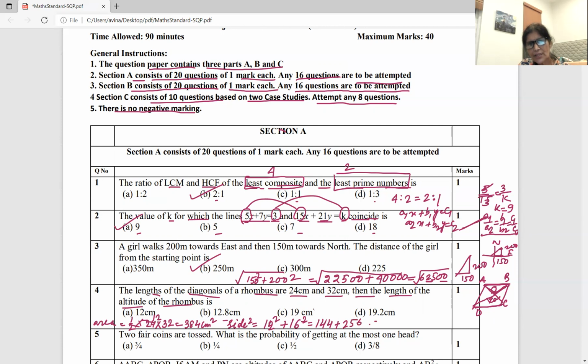Then what will be the side? This is equal to 400. So side is equal to square root of 400. That will be 20.